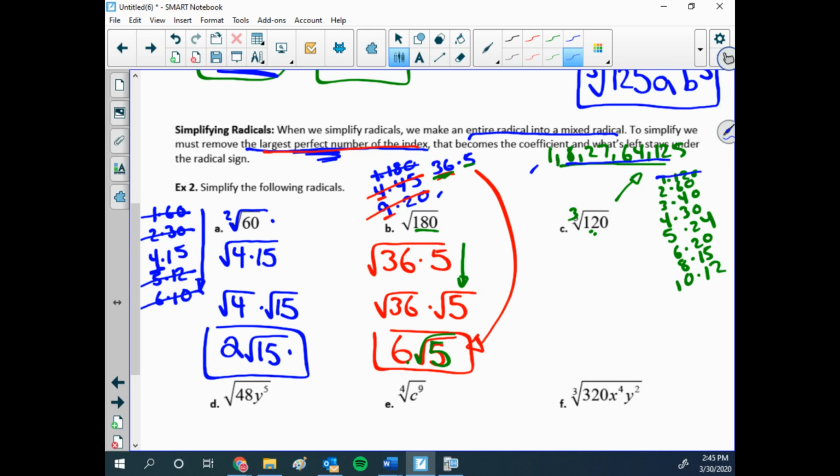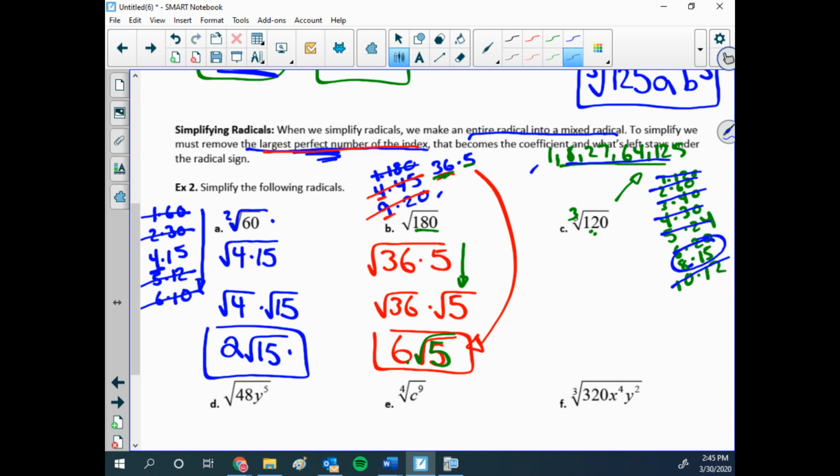Well, 1 isn't a perfect cube that helps. 2 and 60, neither of those are perfect cubes. 3 and 40, neither of those are perfect cubes. 4 and 30, neither of those are perfect cubes. 5 and 24, neither of those are perfect cubes. 6 and 20, neither of those are perfect cubes. 8 and 15, 8 is a perfect cube. And then 10 and 12, neither of those are perfect cubes.